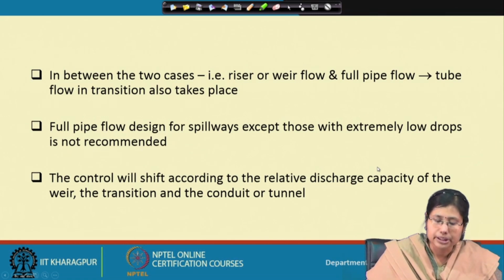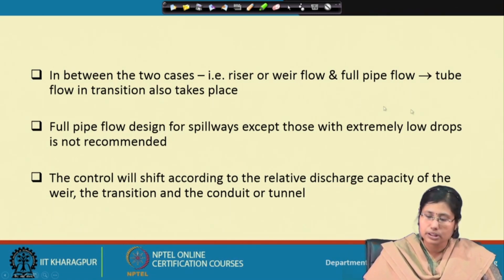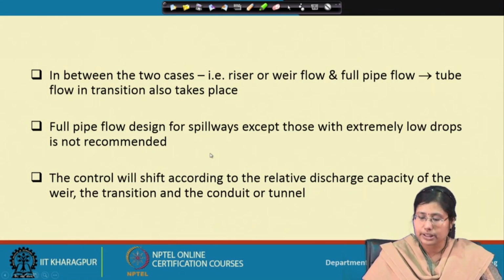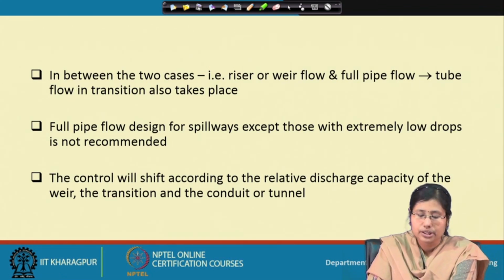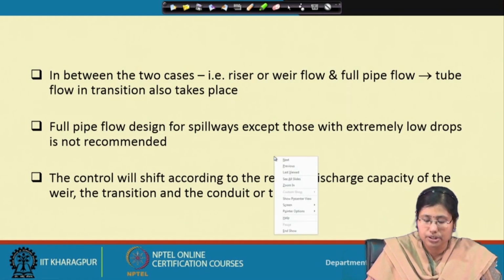Now, in between the two cases, that is riser or weir flow and the pipe flow, the tube flow in transition also takes place. Secondly, full pipe flow design for spillways, except those with extremely low drops, is not recommended. And third, the control will shift according to the relative discharge capacity of the weir, the transition and the conduit or channel.